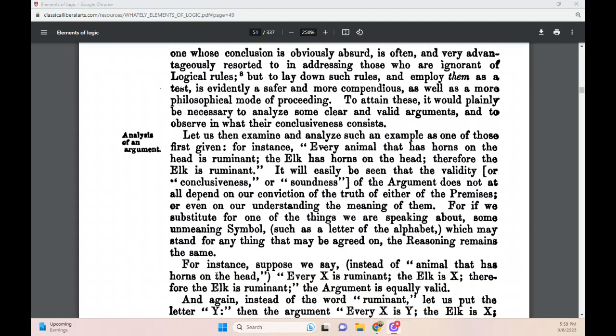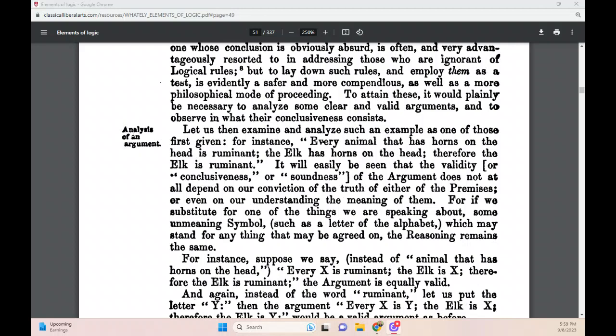So let's get on to the next section here. You see in the margin it says analysis of an argument. The word analysis means to take something and break it down into its parts so that it can be studied. Let us then examine and analyze such an example as one of those first given. For instance, every animal that has horns on the head is a ruminant. The elk has horns on his head, therefore the elk is a ruminant.